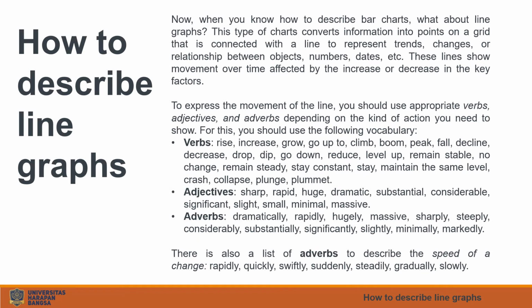And how to describe line graphs. Now, when you know how to describe bar charts, what about line graphs? This type of chart converts information into points on a graph showing the relationship between objects, numbers, dates, etc. These lines show movement over time affected by the increase or decrease in key factors. To express the movement of the line, you should use appropriate verbs, adjectives, and adverbs depending on the kind of action you need to show.